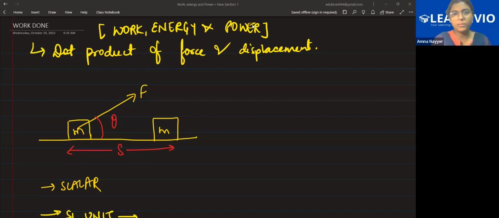Yes, class, am I audible? Yes. Okay. Yes, Shaima, we are starting with a new chapter. We had completed motion in a vertical circle, Zainab, right? So motion in a vertical circle is over.